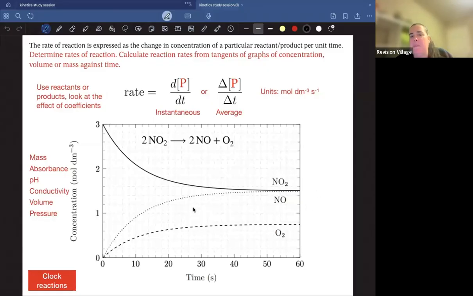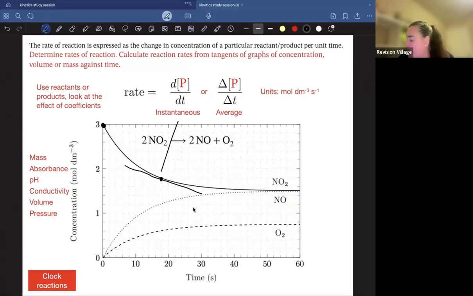So the rate of a reaction is the change in concentration with respect to time. And we can talk about an instantaneous rate or an average rate. The difference is if we're going to take a tangent to that curve. An instantaneous rate would look like taking just a little tangent to the curve. That would be the instantaneous rate at this point. Or an average rate would be saying, what's the average over the first 40 seconds.